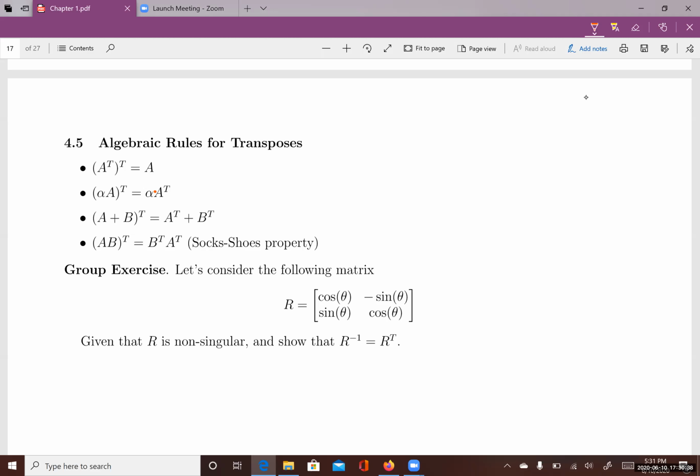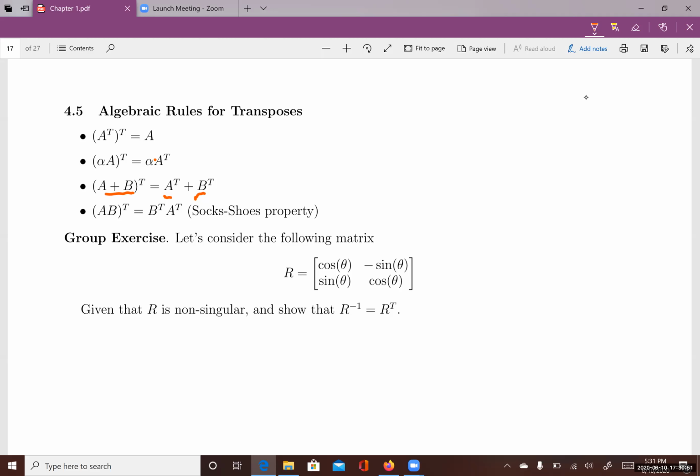If you have a sum of two matrices and you transpose it, it's going to be just the same as A transpose plus B transpose. Okay. And again, if you multiply two matrices together, A times B, and you transpose it, you can separate it, but you have to take B transpose first and then multiply by A transpose. Again, this is a form of the socks-shoes property. So the socks-shoes property works for transpose matrices and inverse matrices.